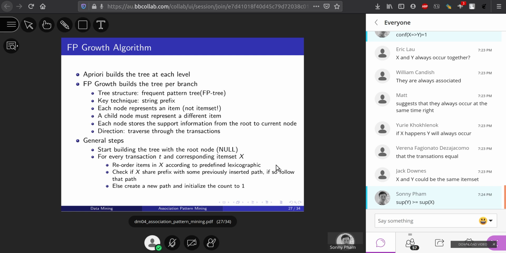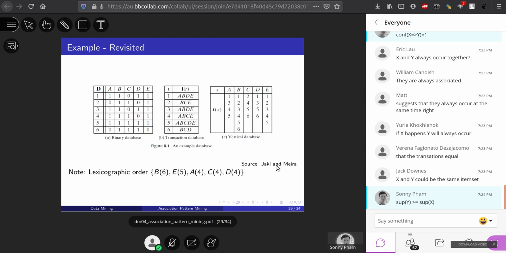So how do you construct it, how does this algorithm work? First of all, as I said here, you have to reorder.